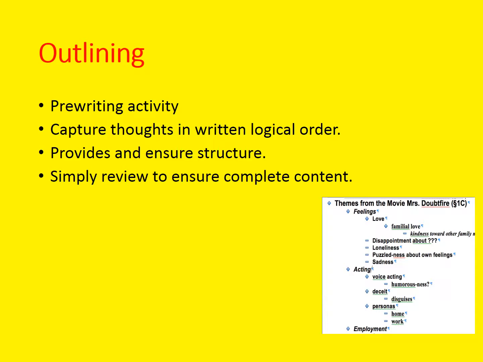It's simply a review to ensure that you also have complete content information. By looking at this particular outline, the themes from the movie Mrs. Doubtfire, if there was one that was missing, you would probably be able to see it very quickly, very easily, using the outline. If you were to start typing it, you may have a tendency to miss something. So the outline also helps ensure completeness of the content.